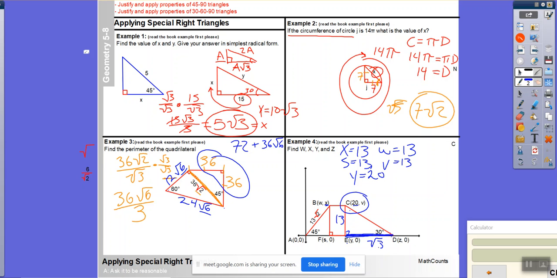So what is our A value? 13. All right, 13 times square root of 3. So we know that this blue distance is 13 root 3, but that's starting right here at point E. So how far have we already come? 20. So Z is going to be 20 plus 13 root 3. All right. So there we go.